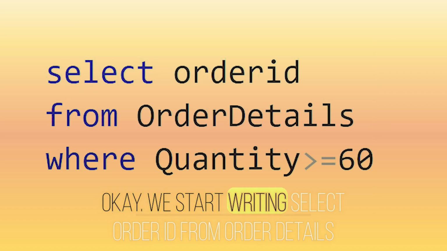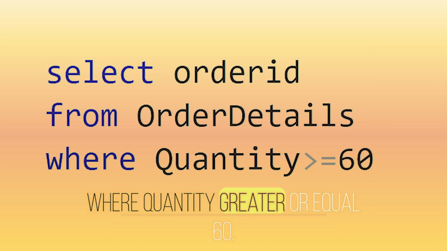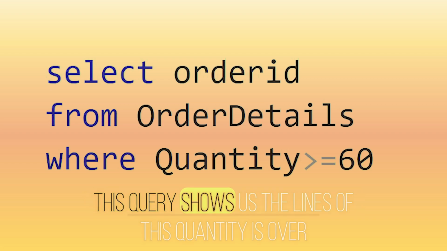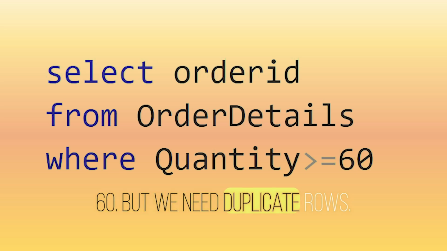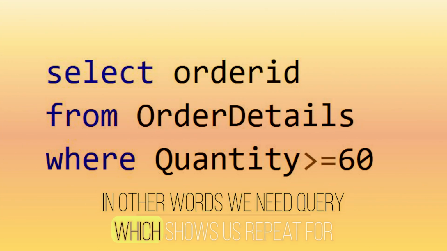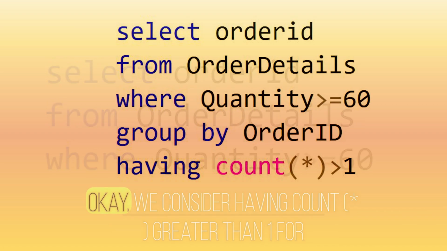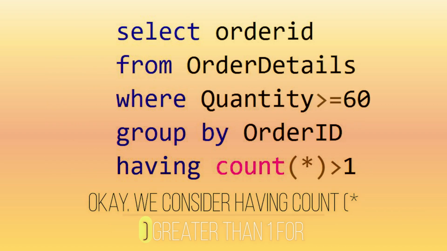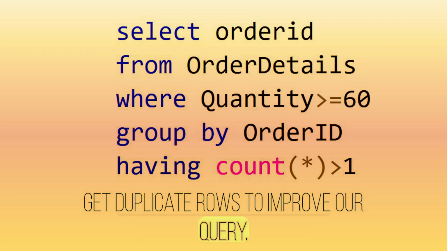Okay, we start writing SELECT order ID FROM order details WHERE quantity >= 60. This query shows us the lines where quantity is over 60, but we need duplicate rows. In other words, we need a query which shows us repeats for quantity over 60. Okay, we consider HAVING COUNT(*) > 1 to get duplicate rows, to improve our query.